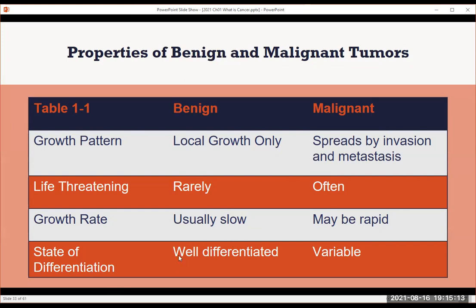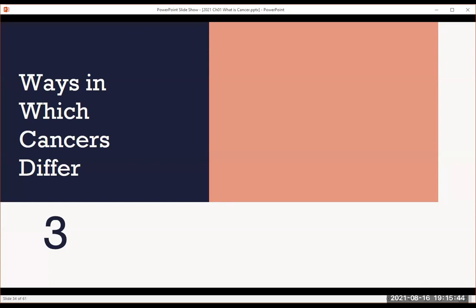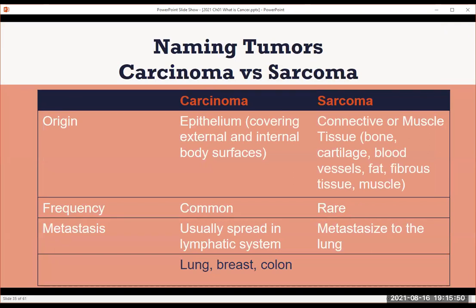As for state of differentiation, a benign tumor is still pretty differentiated, but a malignant tumor typically is not, though it can be variable. You'll see a lot of vague descriptions, but that's because there's such a wide variety of tumors and every tumor has its own characteristics. You could have a malignant tumor that still has some differentiation, but you could also have one that has lost all of its differentiation. That's what this chapter goes back and forth on, the ways in which different cancers are different. Then we'll talk about the naming of these cancers.